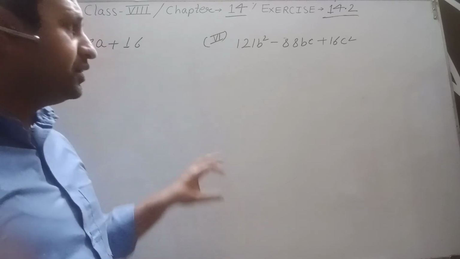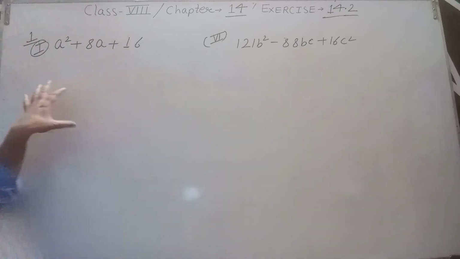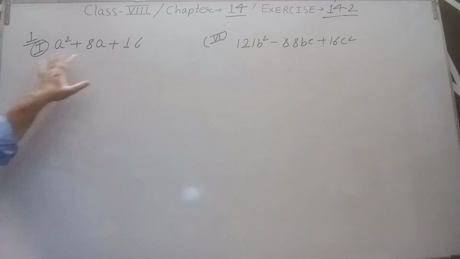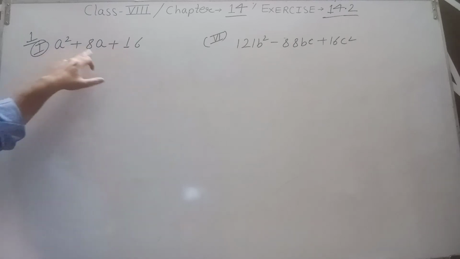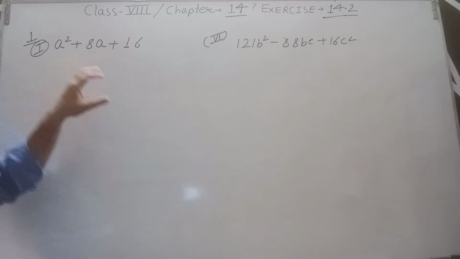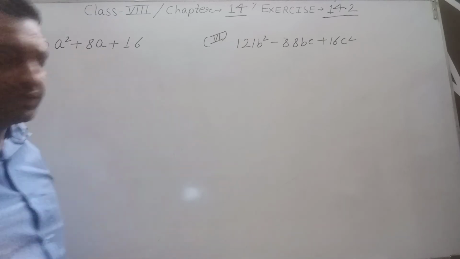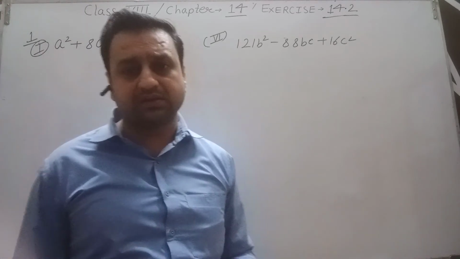But in exercise 14.2 first question, we have to factorize an algebraic expression which contains 3 terms. And we observe that in these 3 terms, no variable or number is common. So how can we factorize it? Because in this question we can't distribute into 2 binomials.